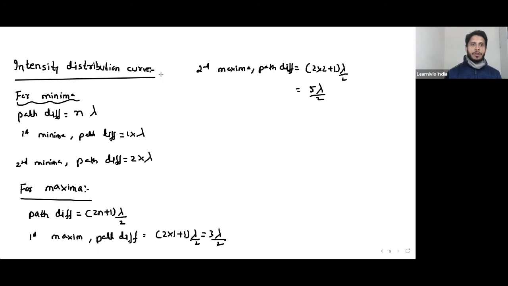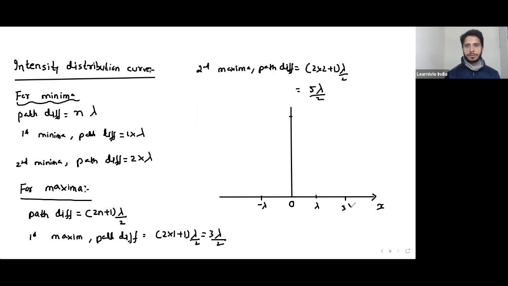So now, if I plot a graph between intensity and the path difference. When path difference is 0, it's central maximum. When path difference is lambda, you have minima. When path difference is minus lambda, you have minima. After lambda, it's 3 lambda by 2. When your path difference is 3 lambda by 2, you have maxima. When path difference is minus 3 lambda by 2, it means there are minima above the central maxima and below the central maxima. So this right hand side means above the central maxima, this is below the central maxima.